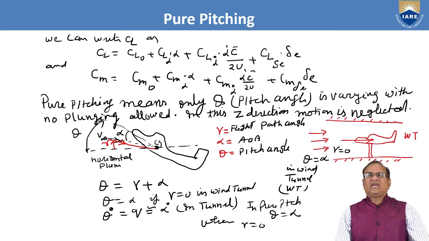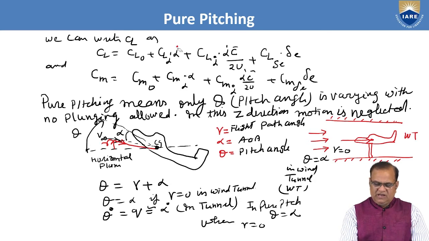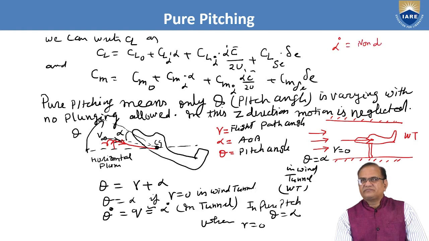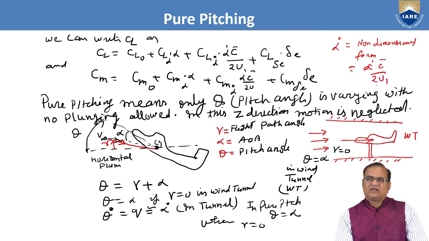For pure pitching, we can write the lift coefficient CL as CL0 plus CL alpha into alpha, plus CL alpha dot into alpha dot c bar by 2U1, plus CL delta E into delta E. We have made alpha dot non-dimensional, so it becomes alpha dot c bar by 2U1.